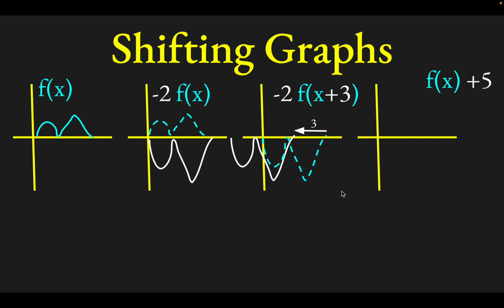Say we had to do f of x plus 5. Well, all that would do is, here's your original f of x, and it's just going to add 5 to every point along the function. So that's just going to shift it vertically upward by exactly 5 units.